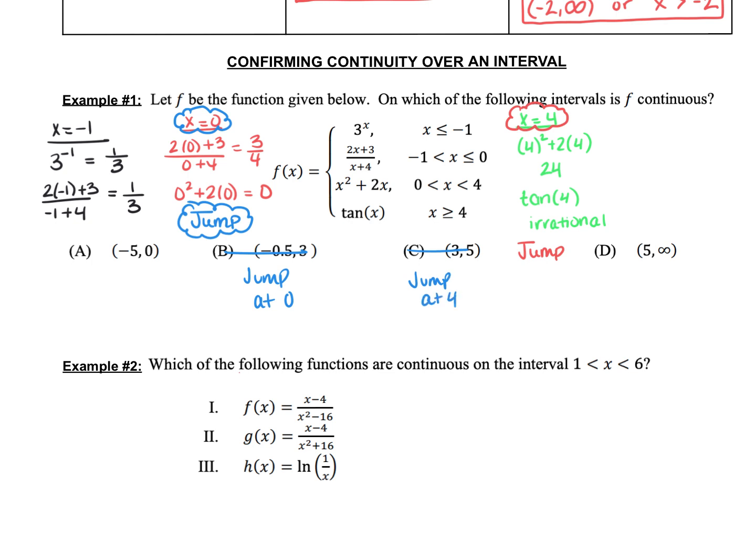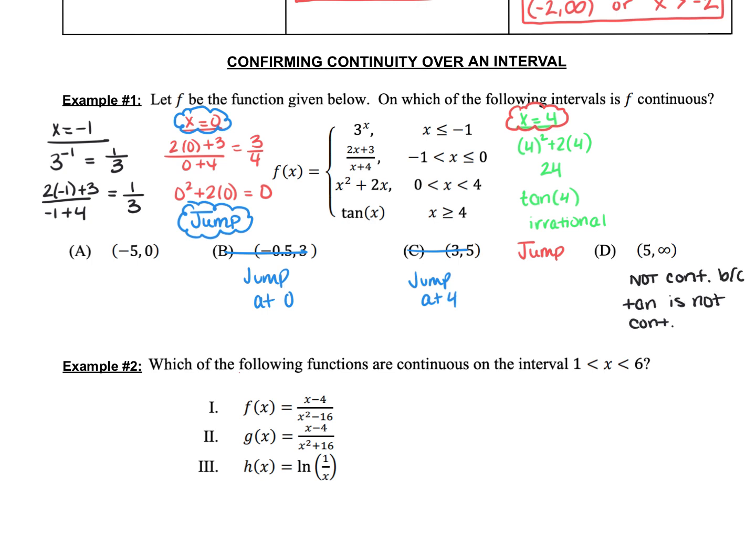And let's look at D. So from 5 to infinity, that one's actually tricky. We have to understand that from 5 to infinity, we're talking about a tangent curve. So if you remember, tangent will always have asymptotes. So this one is going to be not continuous because tangent is not continuous.